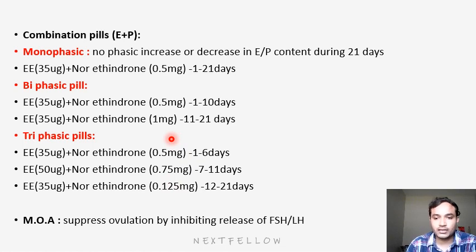The main mechanism of action of these drugs is that they suppress ovulation by inhibiting the release of FSH and LH. Obviously, when FSH and LH get inhibited, ovulation will be inhibited. That's why these drugs are useful as contraceptives.